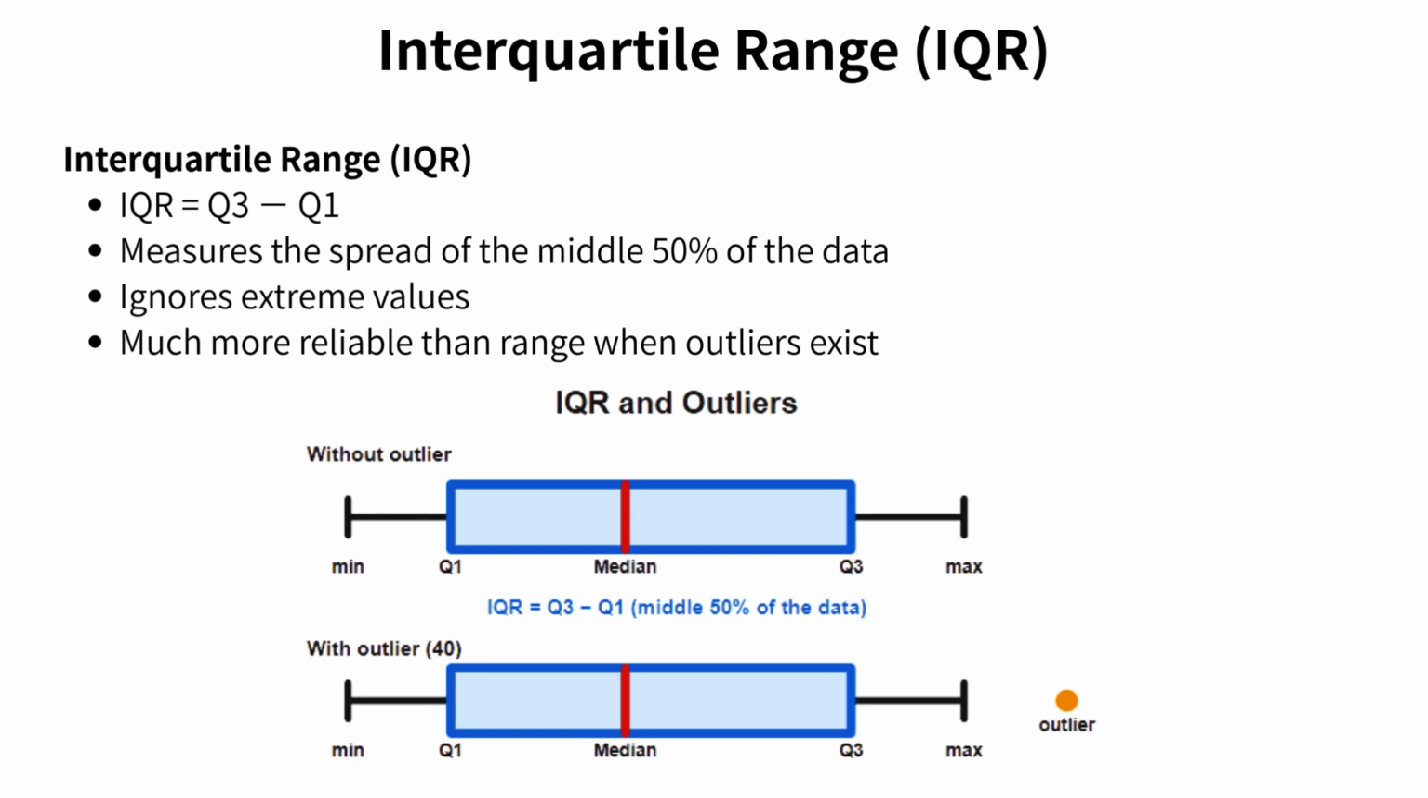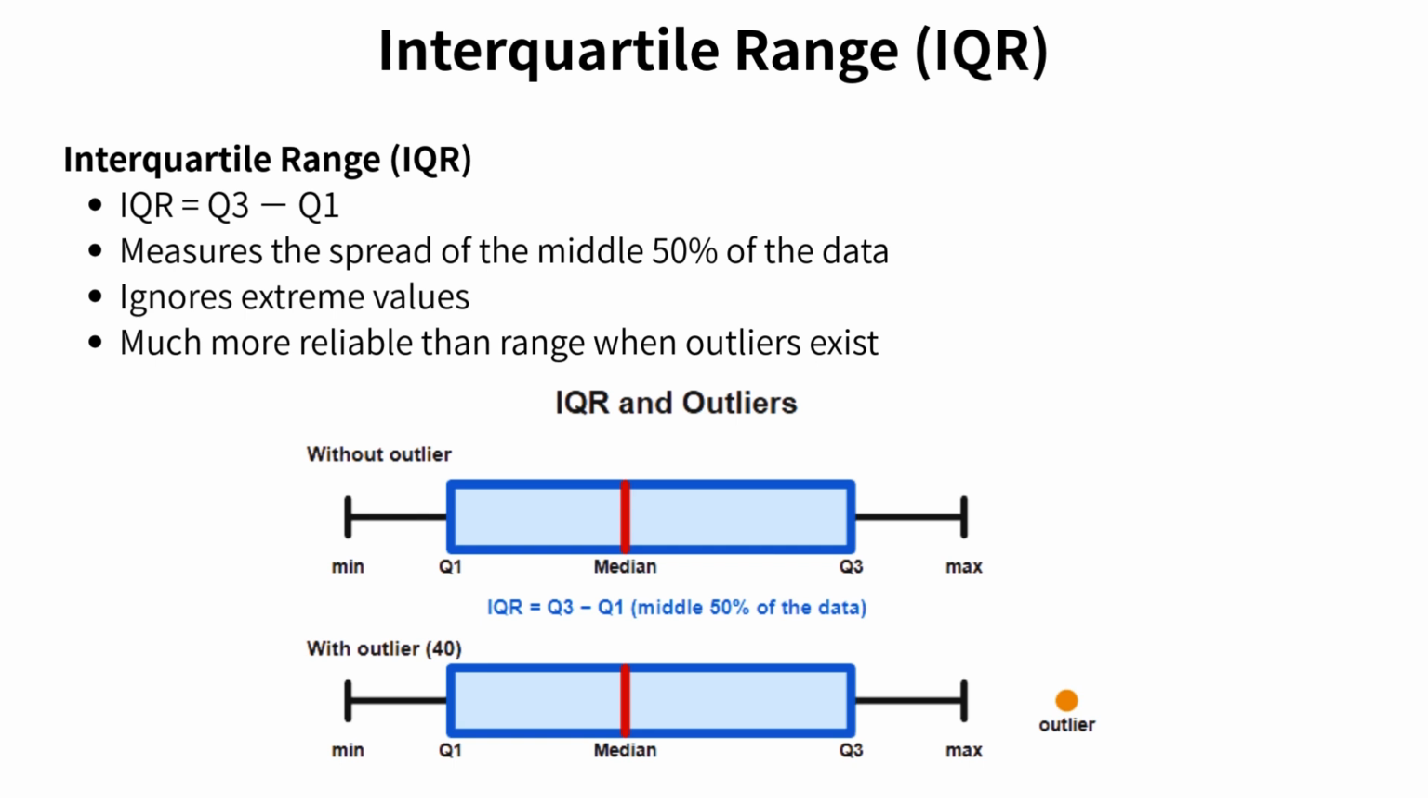In the first example, shown without any outliers, the whiskers extend from the minimum to the maximum value of the data. Here, the maximum simply means the largest observed value. Now compare this with the second example. A very large value, 40, appears far to the right. This value is classified as an outlier because it falls far outside the typical range of the data.